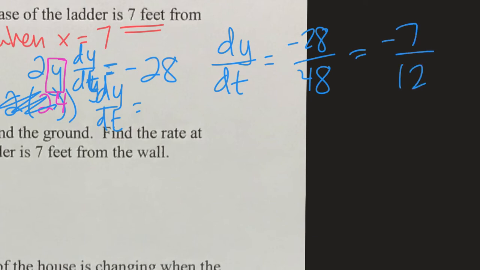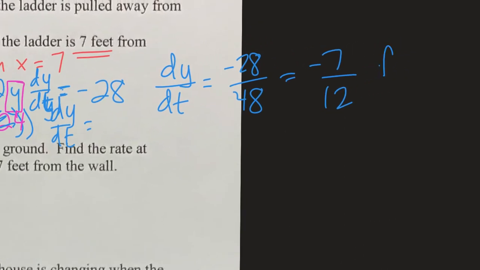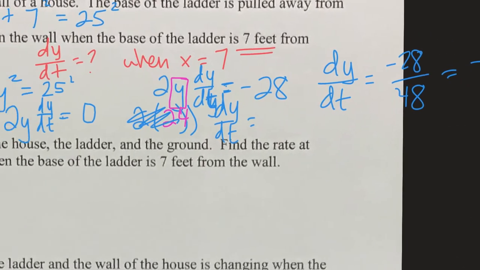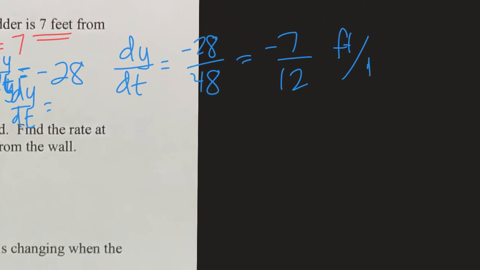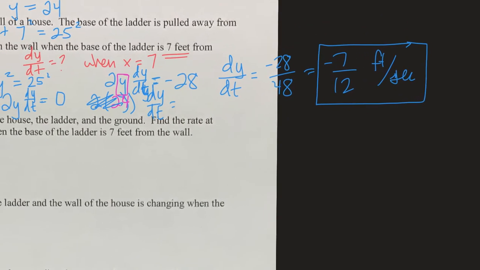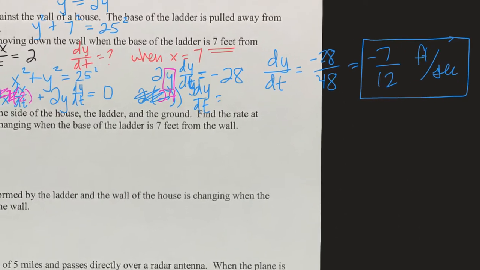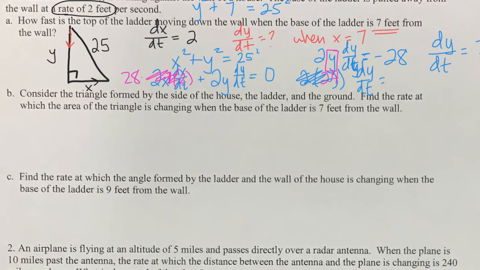Negative 7 over 12. And our units are in feet per second. So negative 7/12 feet per second. That is the rate at which the top of the ladder is sliding down the wall. Negative 7/12 feet per second. Okay, so we start with Pythagoras. We differentiate both sides with respect to time, plug in what we know, and then solve for the rate.